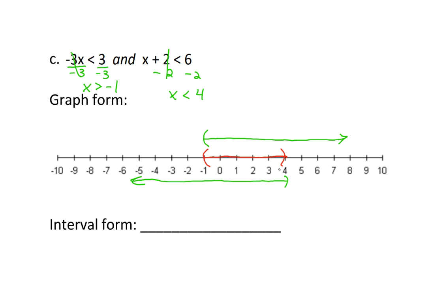So our interval form, again, we're only looking at what's on the line, that red part, that's my answer. My interval is going to go from -1 to +4, and we're going to use these parentheses to enclose our interval. -1, +4.